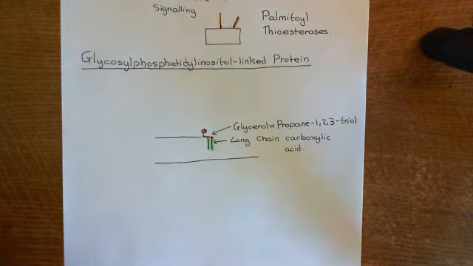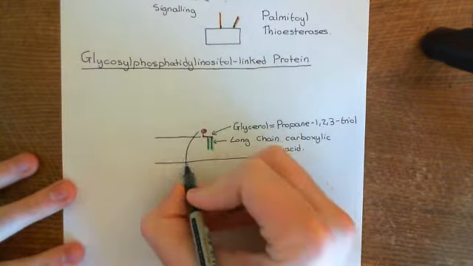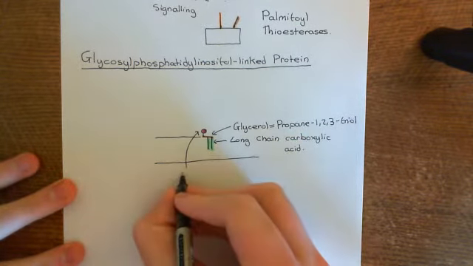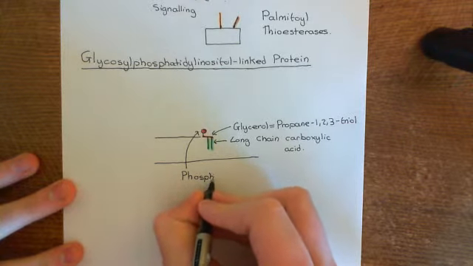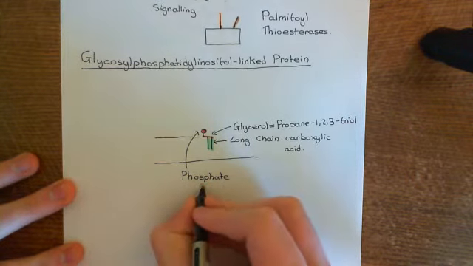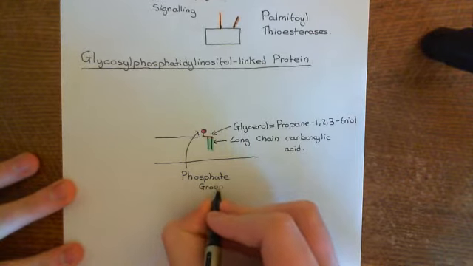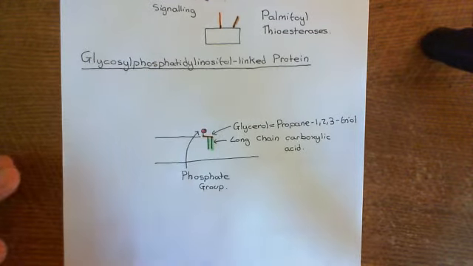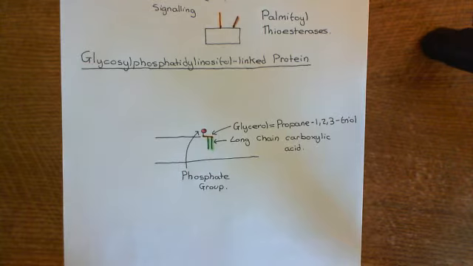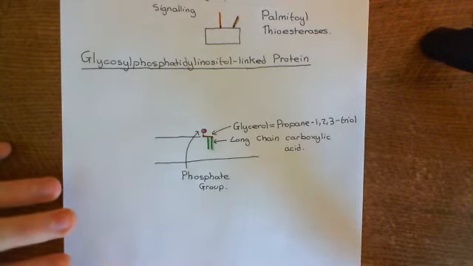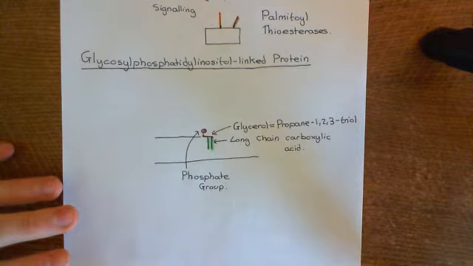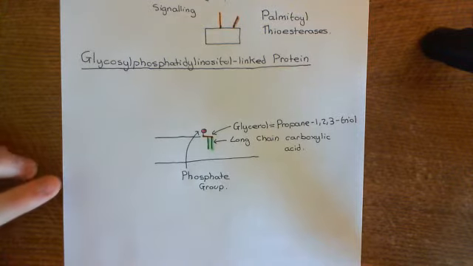So this little purple ball here represents a phosphate group. This phosphate group is attached to the alcohol group of the glycerol molecule, the third alcohol group specifically, via a phosphoester link. That's very similar to an ester link, except that instead of using a carboxylic acid, you use a phosphate group. So instead of being between a carboxylic acid and an alcohol, this time it's between a phosphate group and an alcohol.